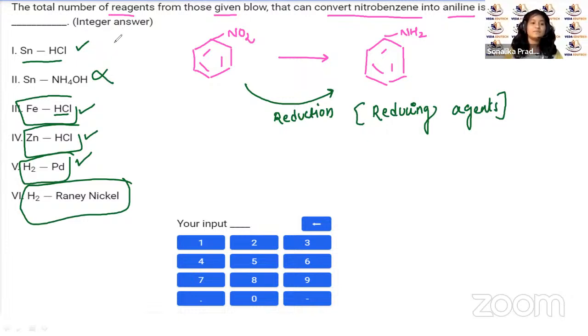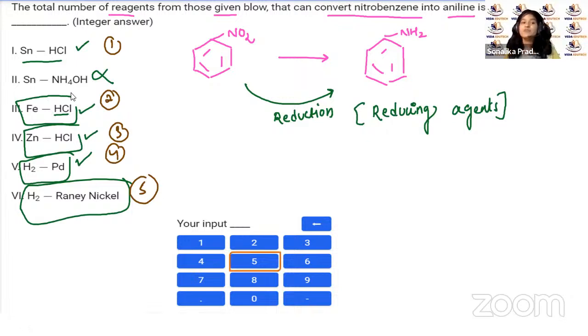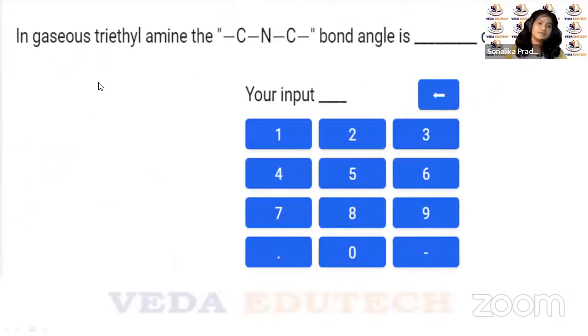So if we count the number, this is 1, 2, 3, 4, 5. So 5 is going to be your answer. We are going to have 5 reagents which can convert nitrobenzene into aniline, because these are reducing agents. Yes, okay. So next question on your screen, and I'll become invisible.